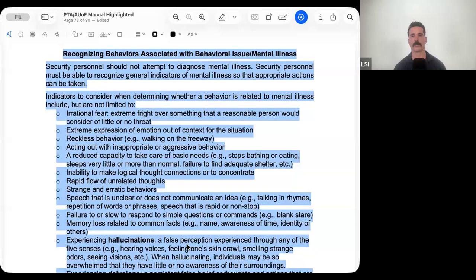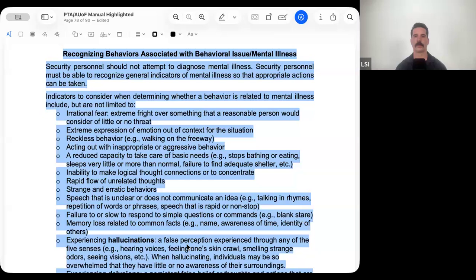Inability to make logical thought connections or to concentrate. Rapid flow of unrelated thoughts. Strange and erratic behaviors. Speech that is unclear or does not communicate an idea, talking in rhymes. Repetition of words or phrases, speech that is rapid or nonstop. Failure to or slow to respond to simple questions or commands, blank stare. Memory loss related to common facts, such as name, awareness of time, identity of.